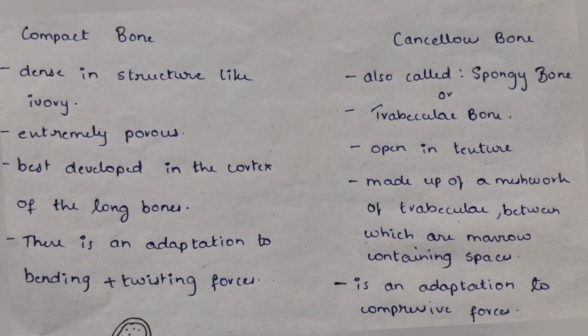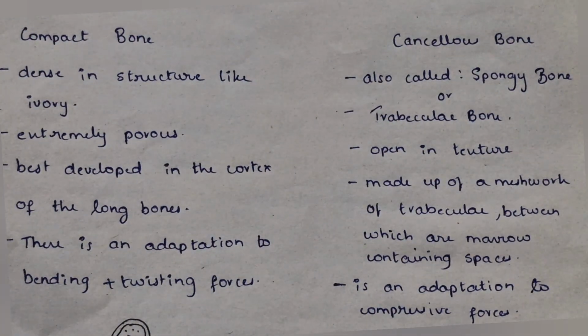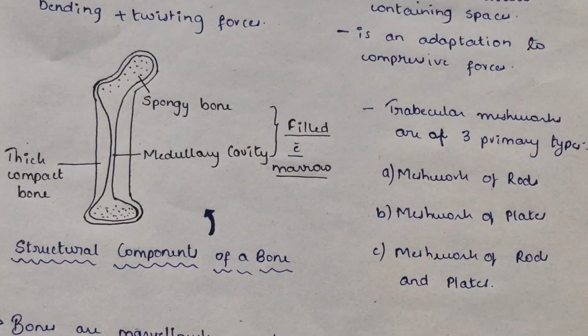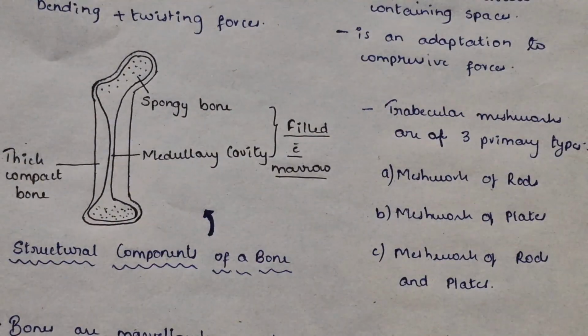Under cancellous bone, the cancellous bone is also called the spongy bone or the trabecular bone. It is open in texture. It is made up of a meshwork of trabeculae, between which are marrow containing spaces. It is an adaptation to compressive forces. Trabecular meshworks are of three primary types: meshwork of rods, meshwork of plates, and meshwork of rods and plates.